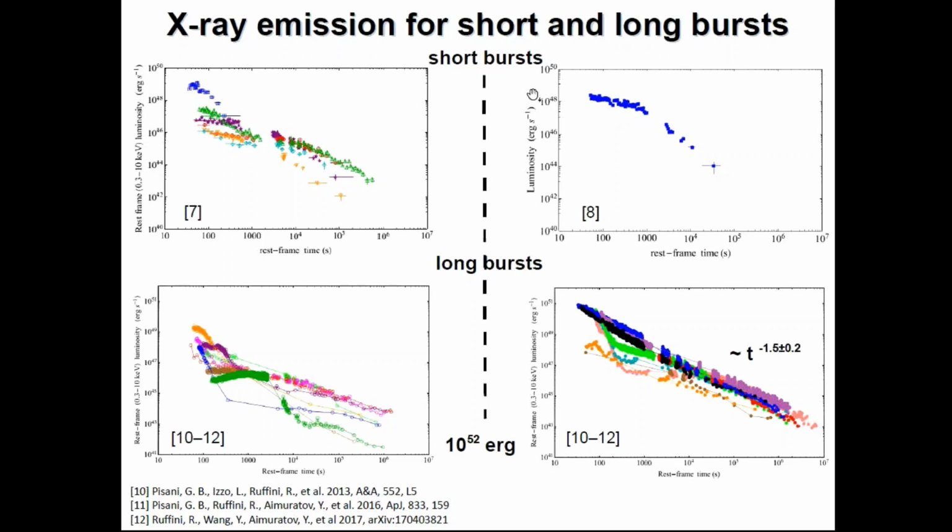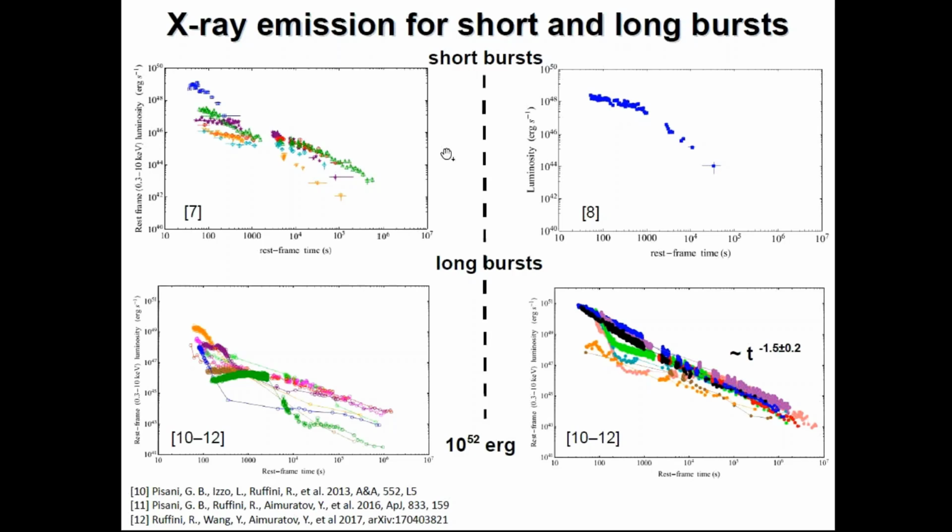Here I draw the separatrix, this line of 10 to 52 erg, just to recall that in the case of short bursts, you can see that there is a set of X-ray afterglows. In the case of short bursts with energy lower than 10 to 52 erg, you have this compilation of X-ray afterglows, not showing anything particular, no common behaviors. In the case of short bursts with energy larger than 10 to 52 erg, you have only one example for the moment, and only late upper limits for other sources.